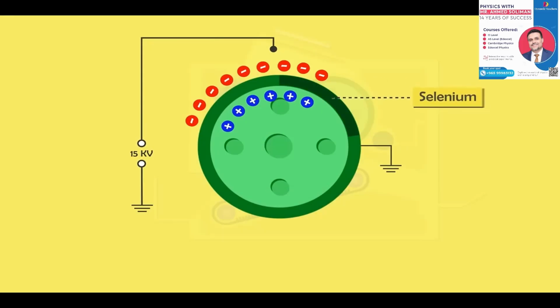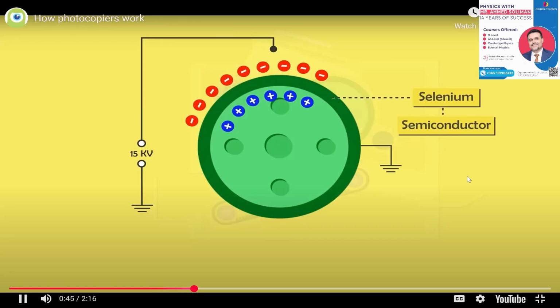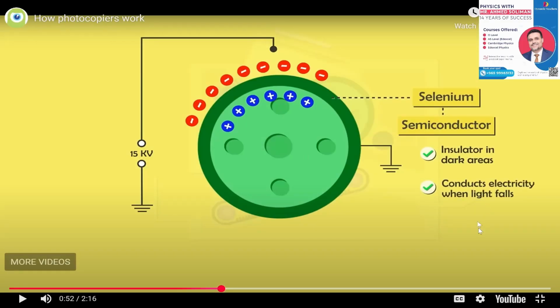This metal drum is coated with a photosensitive chemical called selenium. It is a semiconductor, so it has the property to act as an insulator in dark areas, and when light falls on it, it conducts electricity. So as you see, in the dark area it is an insulator, so it doesn't allow charge to flow, while it conducts electricity when light falls. So when the light falls, it will take the electrons to this voltage, but the rest will be negative here or positive. It depends on the type of machine. Okay, now what happened after that?